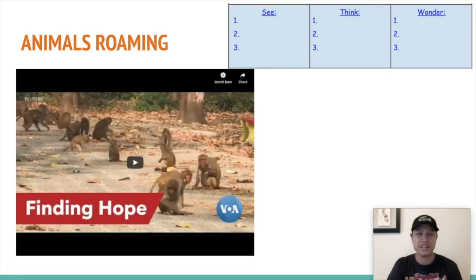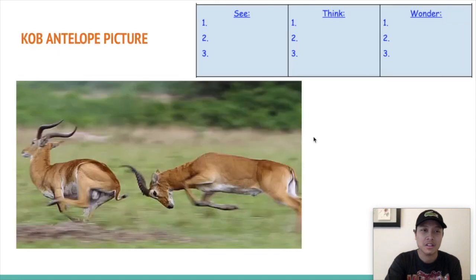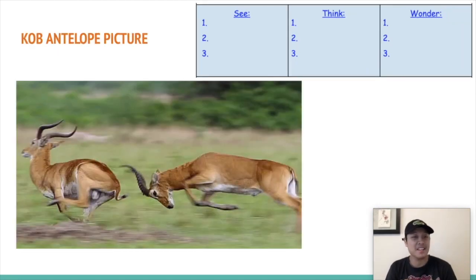Hope you enjoyed that video. Make sure that you are writing down your thoughts in your See, Think, Wonder charts. And now we're going to move on to our last picture this time. This picture is of the cob antelope. In my eyes, they look like they are part of maybe some competition going on here. But I won't say more. That's just one of the things that I thought about while looking at this picture.